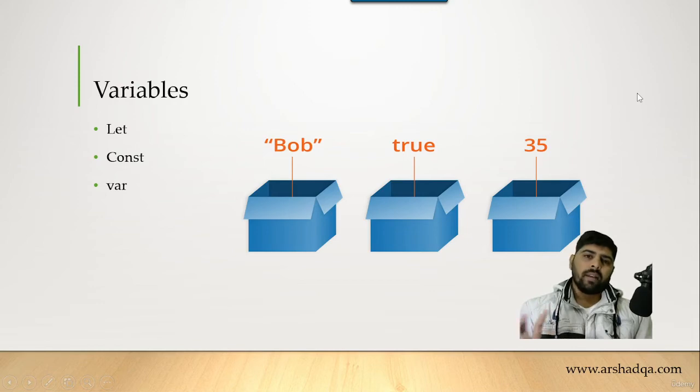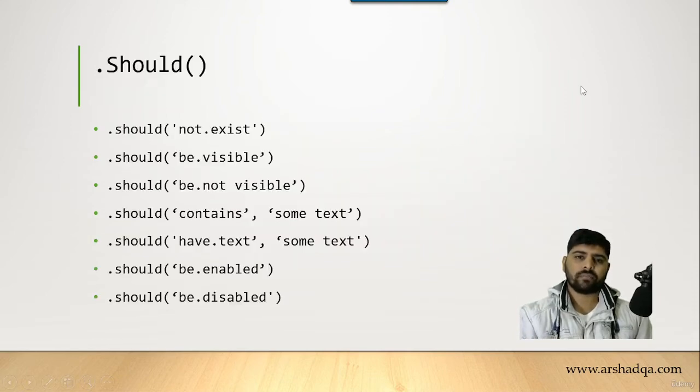Then we have discussed variables. In variables we use let, const, and var. We have discussed in detail when to use const, when to use let, and when to use var. Const is used when we do not want to change the value during our test. The most recommended is let, and var is also used for variables. As you can see, variables are just like boxes in which we can store our data. This data can be strings, integers, true and false, and so on.